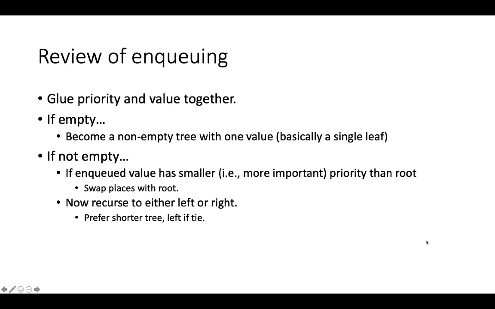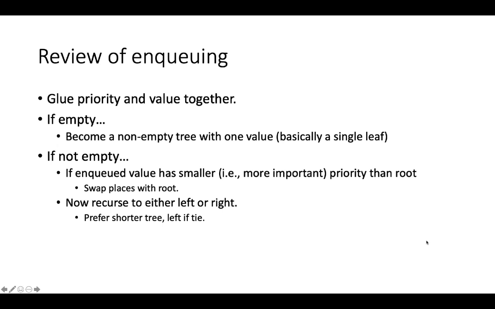OK. And so the actual NQing algorithm looked like this. We glue our priority and value together. If we are an empty tree and we're trying to insert this item into an empty tree, great. That's easy. And then we just become a leaf, right? We put the item we're inserting at the root, and we change our structure so that instead of being an empty tree, we're a non-empty tree. And we have a single value, where size is 1. And that's kind of like a base case, if you will.